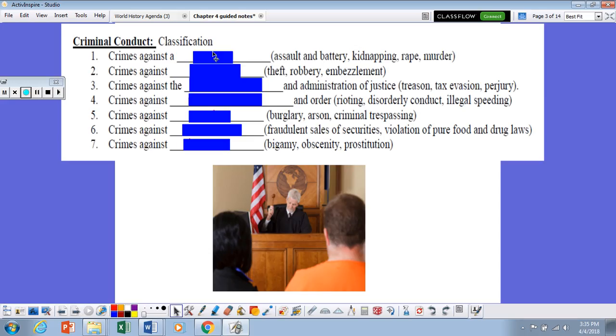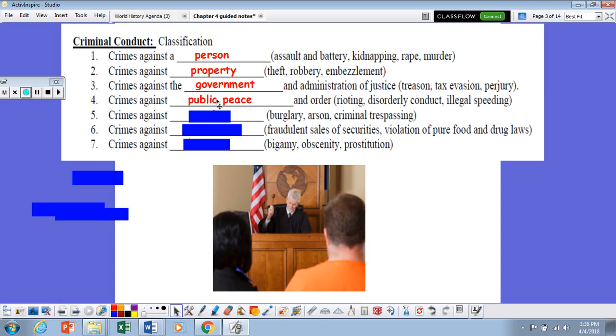So, criminal conduct, certain classifications of crimes. Crimes against a person include assault and battery, kidnapping, rape, and murder. Crimes against property are things like theft, embezzlement, and robbery. Crimes against the government or the administration of justice, such as treason, tax evasion, and perjury. Crimes against public peace and order, such as rioting, disorderly conduct, or illegal speeding. Crimes against realty, which would be burglary, arson, and trespassing.